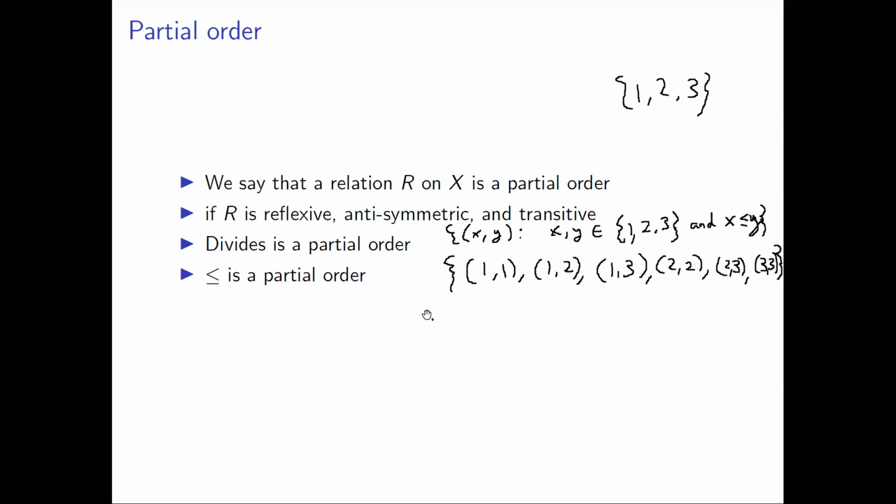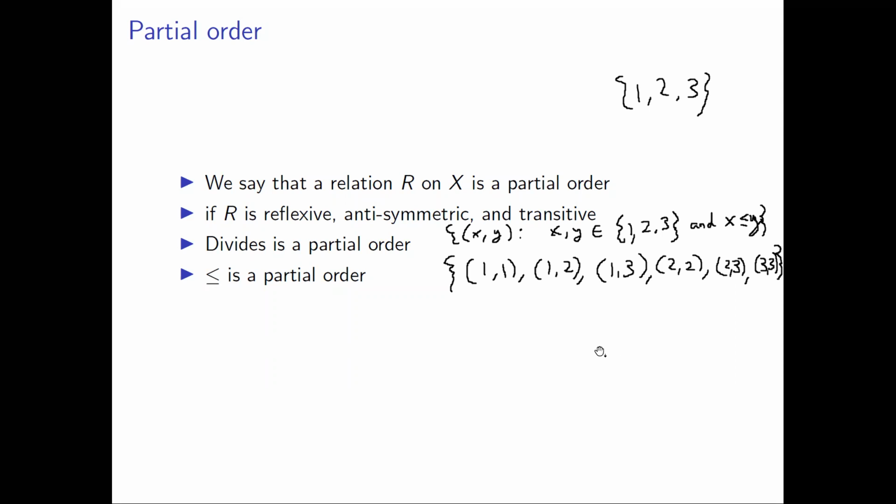We can see with less than or equal to, it's reflexive because for any real number r, r is less than or equal to r. It's anti-symmetric because if we have real numbers r and s with r less than or equal to s and s less than or equal to r, then we need r equal to s. And it's transitive because if a is less than or equal to b and b is less than or equal to c, then we know that a is less than or equal to c. So that one is also a partial order.